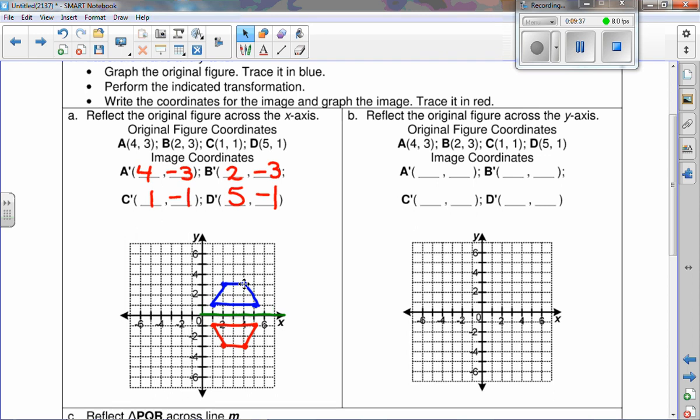Now when you do B and C, make sure that you highlight the axis that they want you to reflect over so you don't get it confused. And B is going to be the y-axis this time.